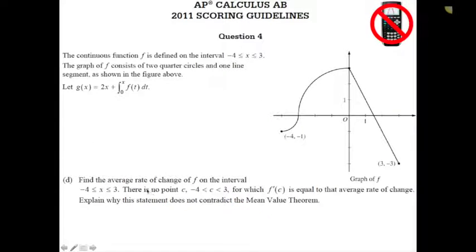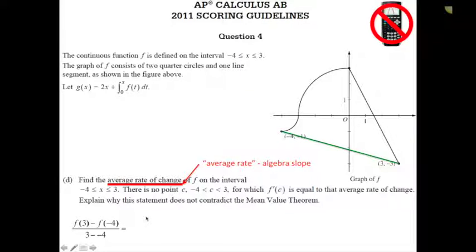For part D, we're being asked to find the average rate of change over this interval from -4 to 3. And so when we're talking about an average rate of change, we're talking about a rate, so we want an average slope. And so since we don't have a function, we have to rely on algebra to give us our slope. So if we're talking about over this interval, then we're talking about connecting the endpoints here. And so we need to find the slope of that line. And so we're just going to rely on algebra to do that for us.